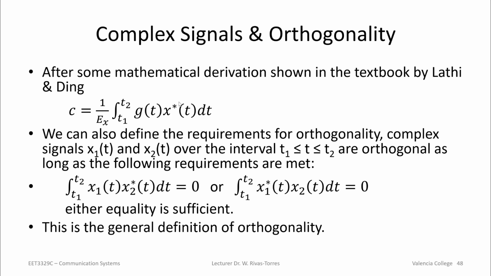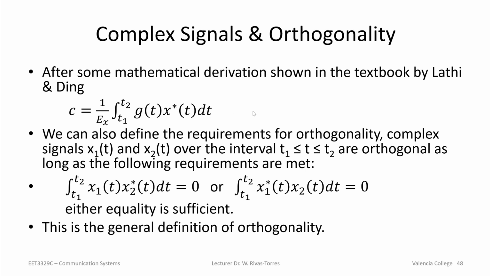Now, after some mathematical processing, right? So we do some derivations, we end up with c equals 1 over E_x, integral of g(t), and now we have to do the conjugate of x(t).